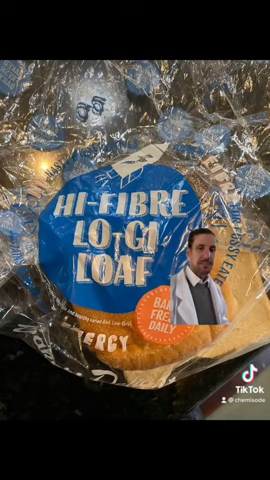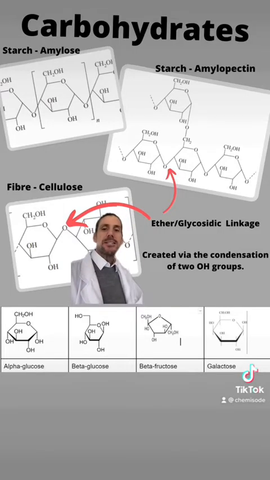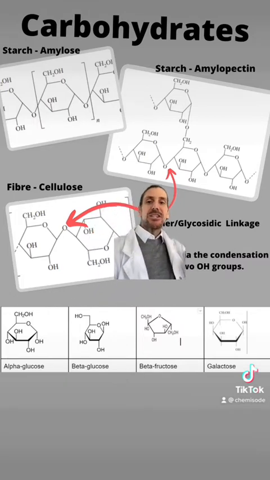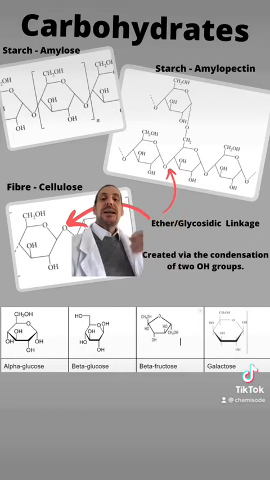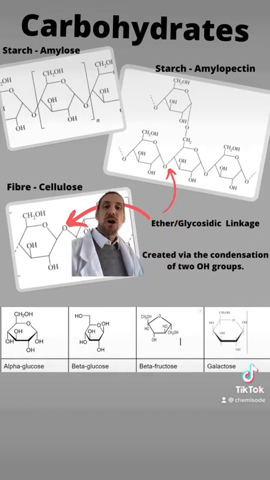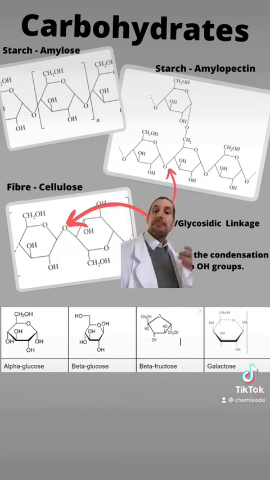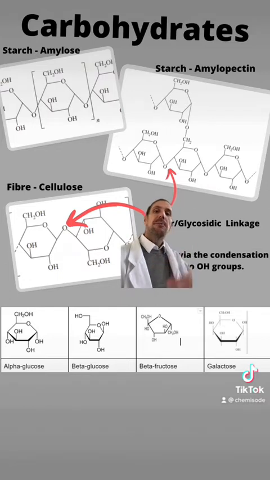of carbohydrates. Carbohydrates are polysaccharides, which are long chains of monosaccharide molecules joined together by ether linkages. The ether linkage here is created by the condensation of two hydroxyl groups from your monosaccharides. The main difference between the different carbohydrates is the type of monosaccharide that is used to create them.